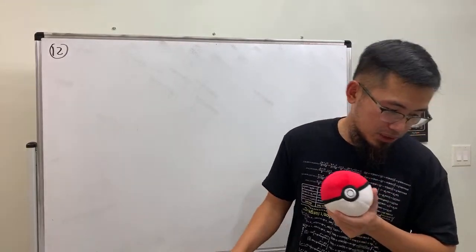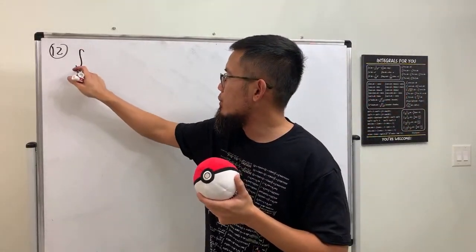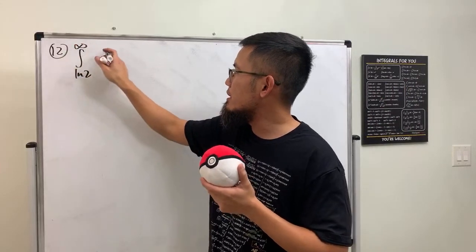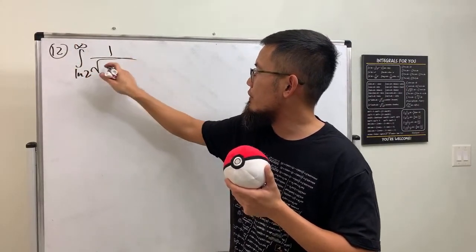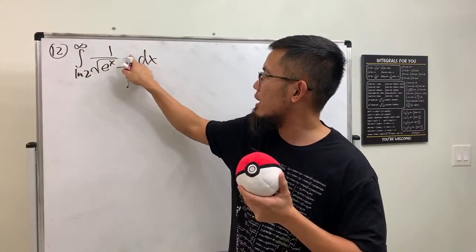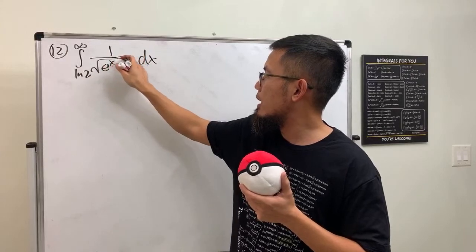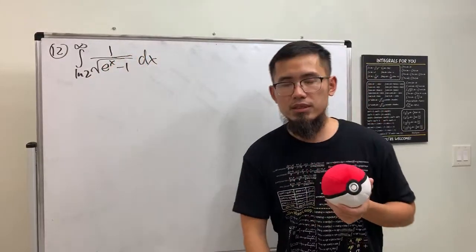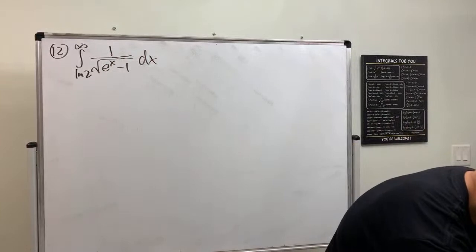Anyway, the next one is just a straightforward integration question. Integral from ln 2 to infinity of 1 over square root of e to the x minus 1 dx. All right, let me tell you it converges. And let's see.